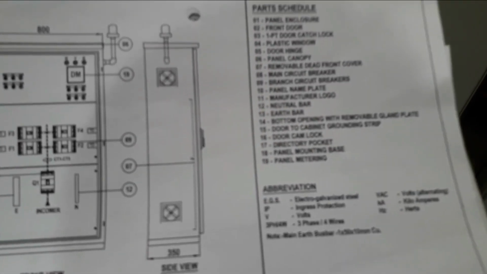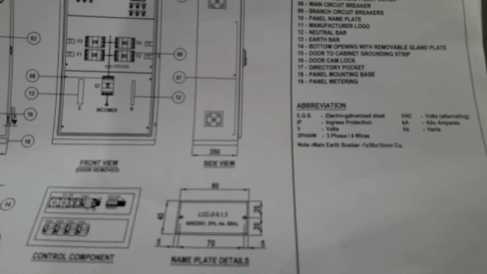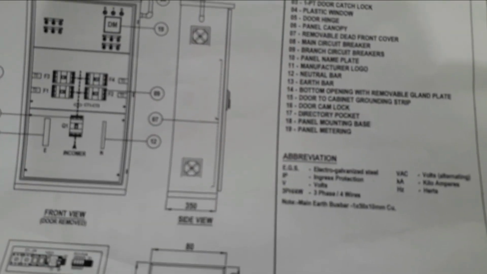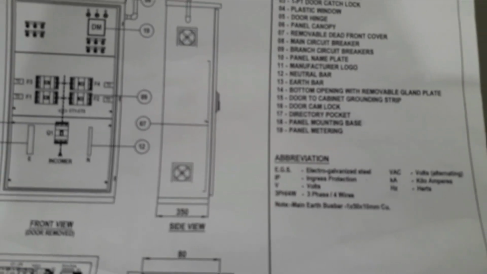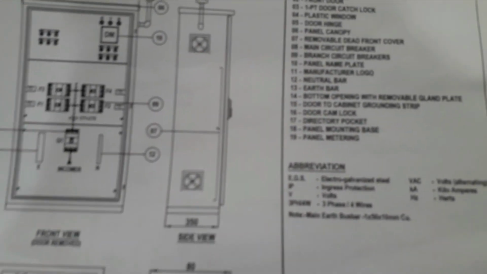This is the tag. Okay, and then we have also the manufacturer logo. The logo you can find in that area. And then later on you will have also the neutral bus bar, which is available inside. And then next we have the earth bus bar, and we have also the bottom opening with removable gland plate. That is the opening area, which is related to the termination point.